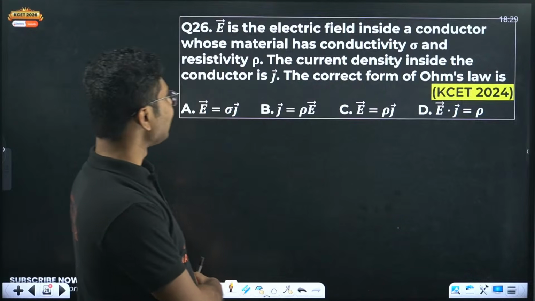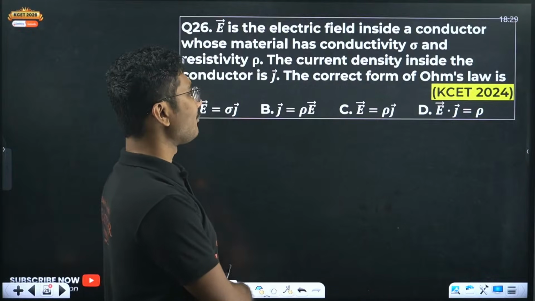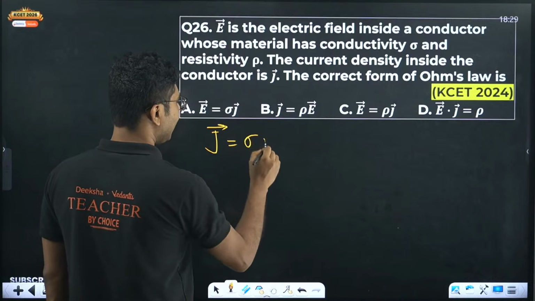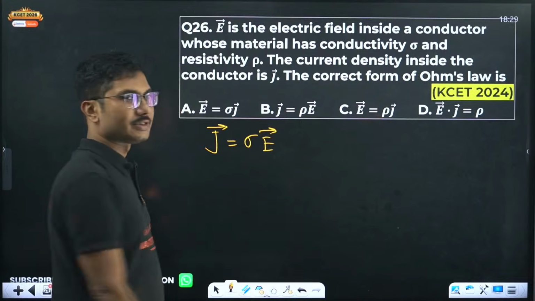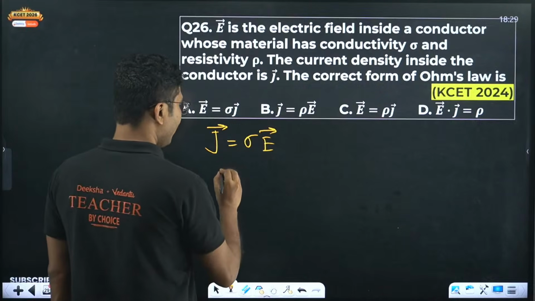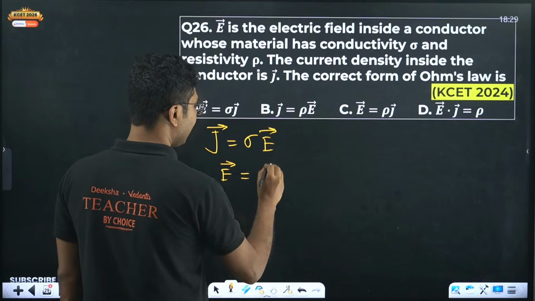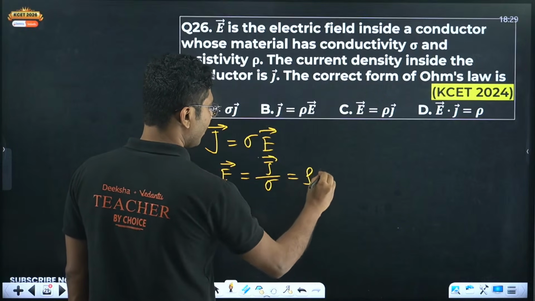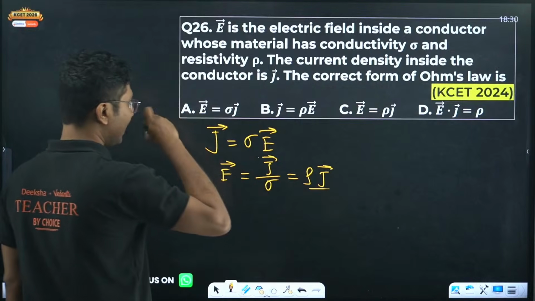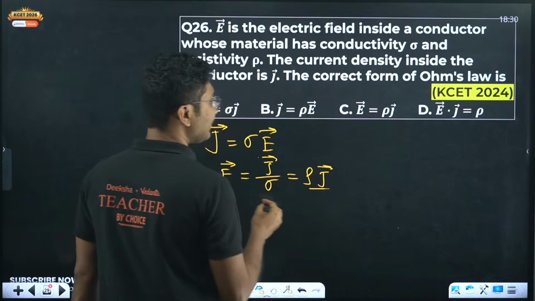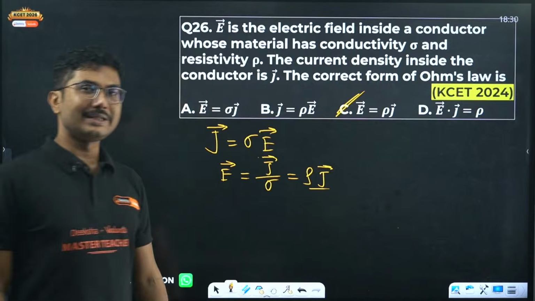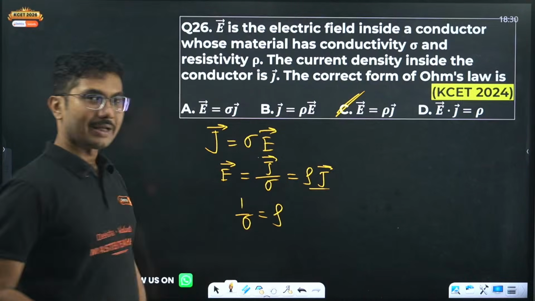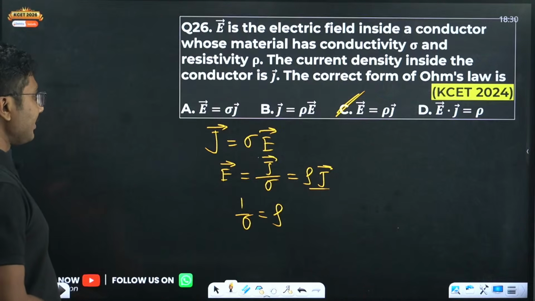Electric field E is the electric field inside a conductor whose material has conductivity sigma and resistivity rho. The current density inside the conductor is J. What is the correct form of Ohm's law? We know that J equals sigma E. Now if you see, none of the options has given this as the correct form. So if you change it a little bit, we get electric field is J divided by sigma. Now 1 upon sigma is called rho, so it is rho J. So the correct answer is resistivity into current density. 1 by sigma is resistivity, sigma is conductivity. Conductivity and resistivity are reciprocals of each other.